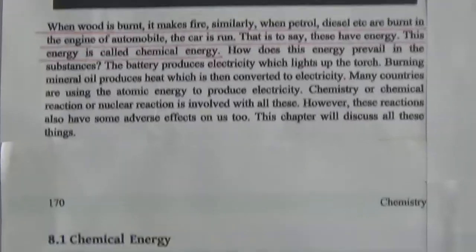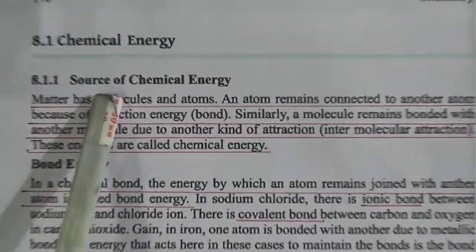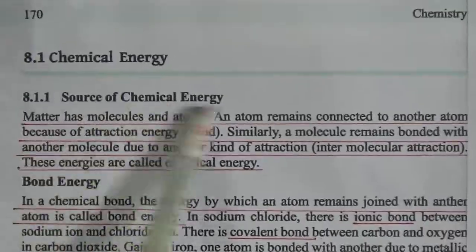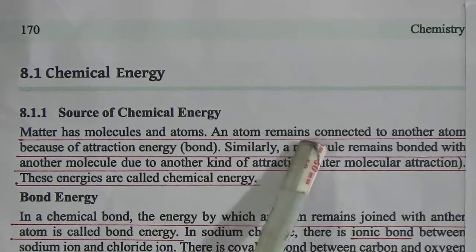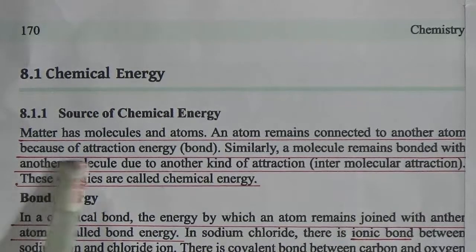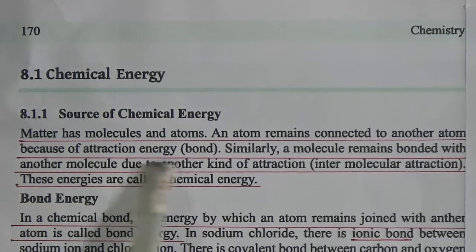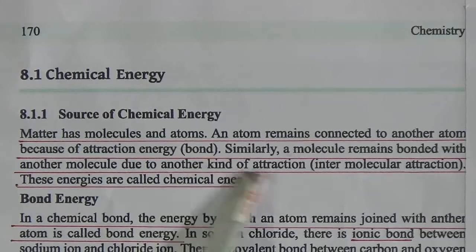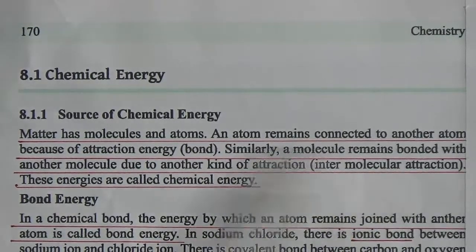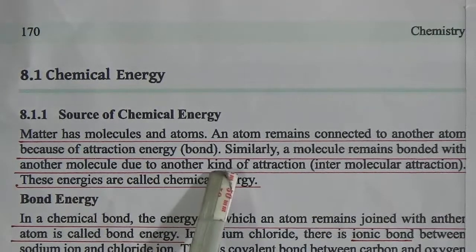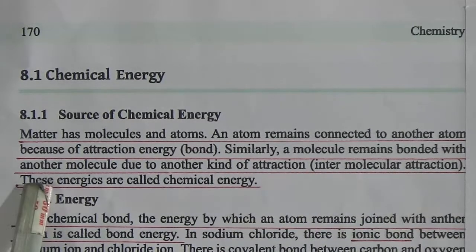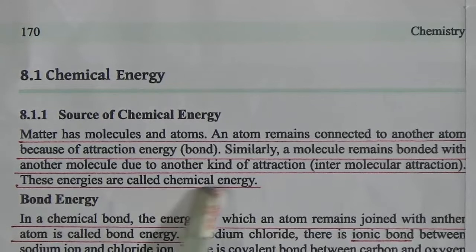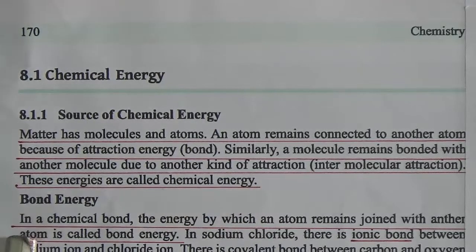The first lesson of chemical energy is the source of chemical energy. Matter has molecules, and atoms remain connected to another atom because of attraction energy, that means bond. Similarly, a molecule remains bonded with other molecules due to another kind of attraction, intermolecular attraction. These energies are called chemical energy. Now come to bond energy.